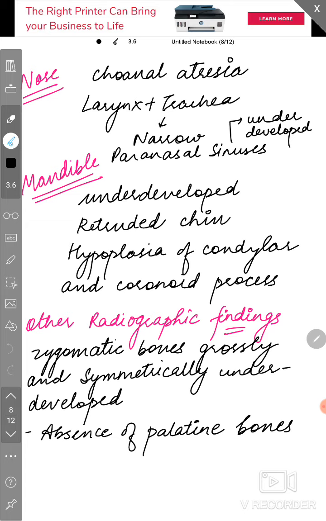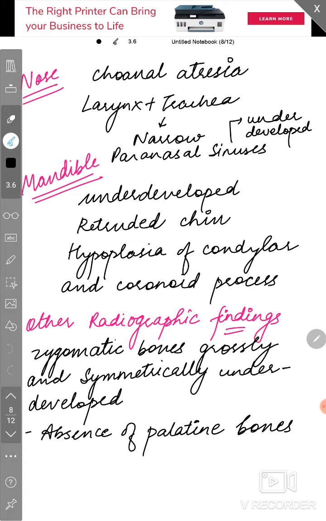Next is choanal atresia हो सकता है. Atresia is abnormal narrowing, and choana is that opening between nasal cavity and nasopharynx. Choana is also called as internal nares. Nostrils को हम external nares बोलते हैं. So the opening is narrowed down. So this is choanal atresia. Larynx and trachea are also narrowed down. So there can be difficulty in breathing like in an infant. So we need to do tracheostomy that time.